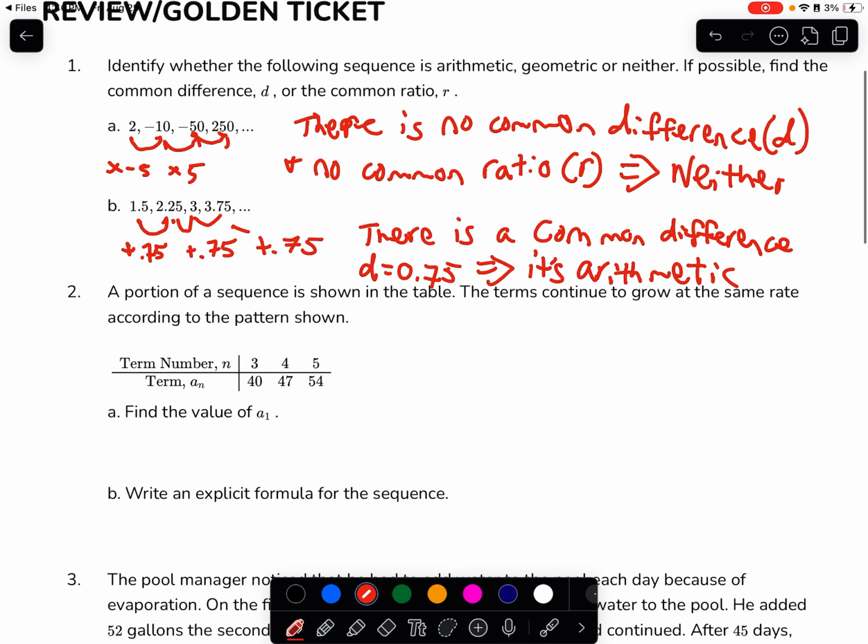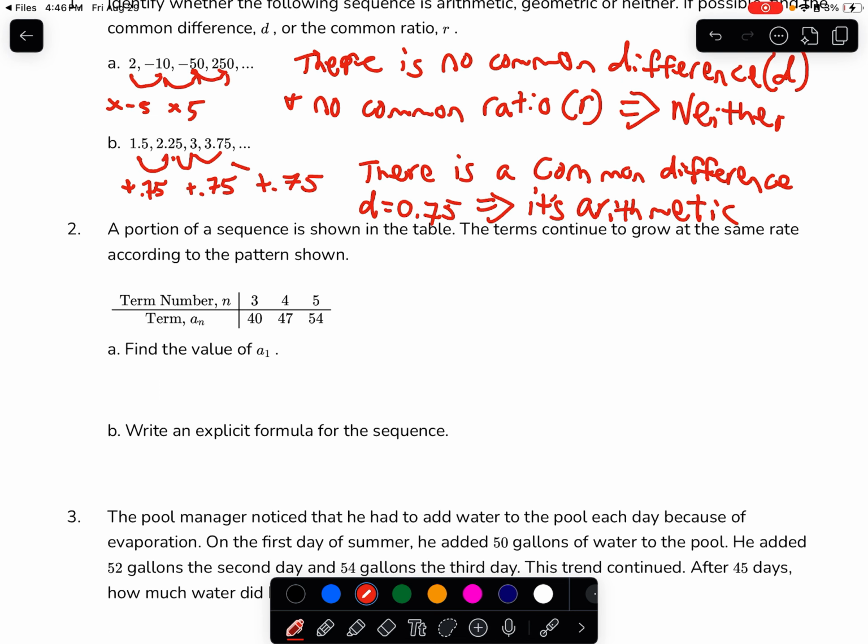Now, part number 2, a portion of a sequence is shown in the table. The terms continue to grow at the same rate according to the pattern shown. So from N equals 3 to 4, we go from 40 to 47, which looks to be adding 7. Then 47 to 54, which looks to be adding 7. It says, find the value of A sub 1.